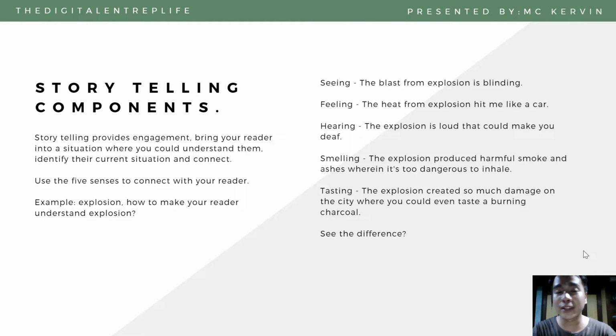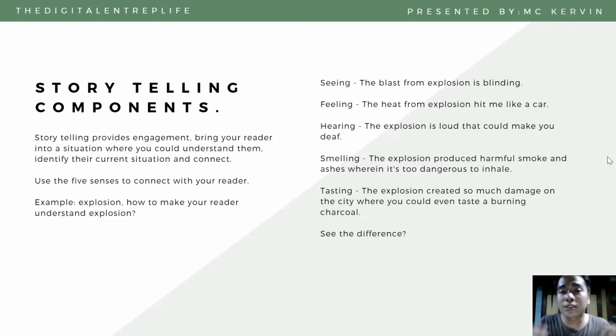First of all, let's deal with seeing. I'm going to set an example. Seeing: the blast from the explosion is blinding. So in my example explosion, in order for you to understand that this explosion can be perceived through seeing, I use the term blinding because the word blinding is related to the sense of seeing. So very easy, right?